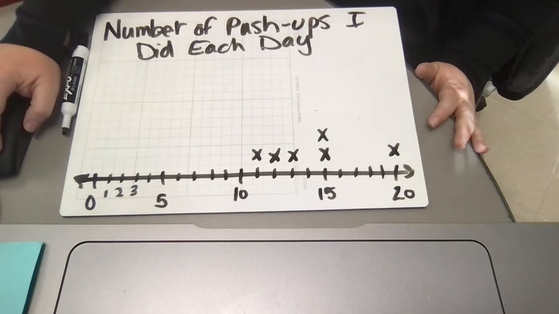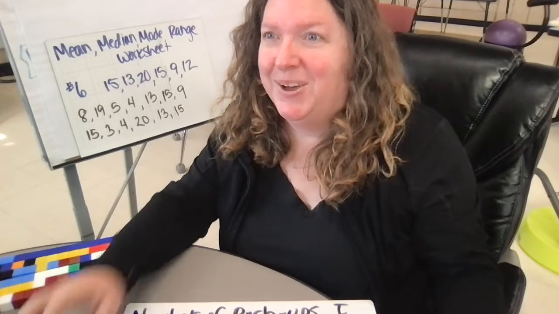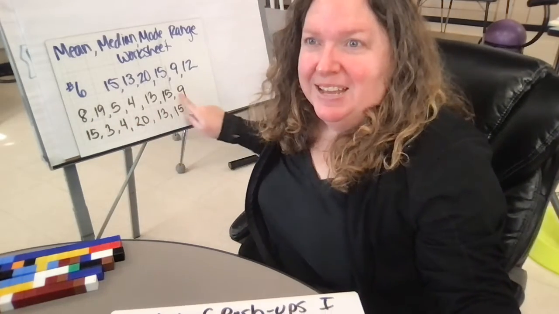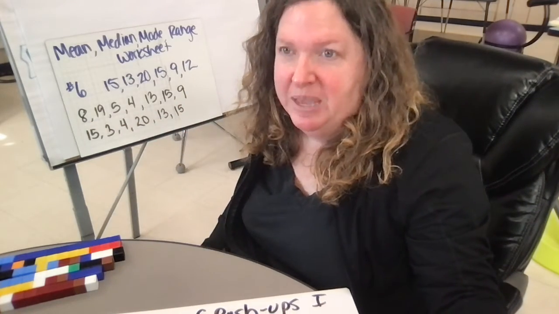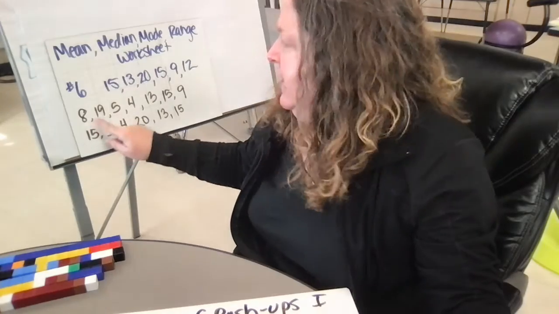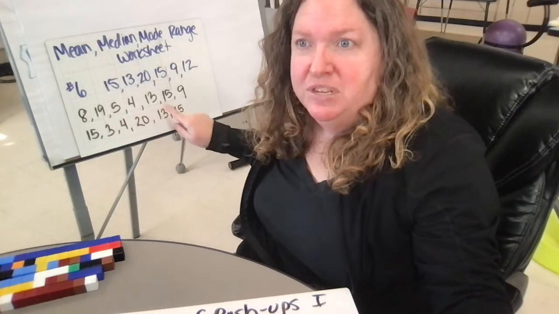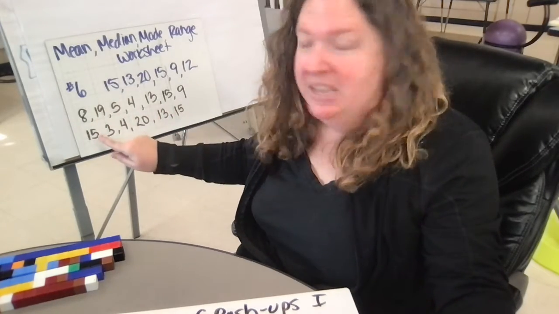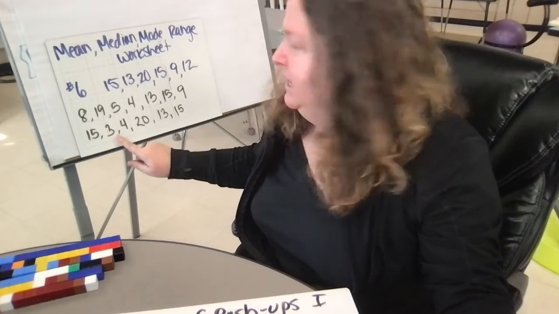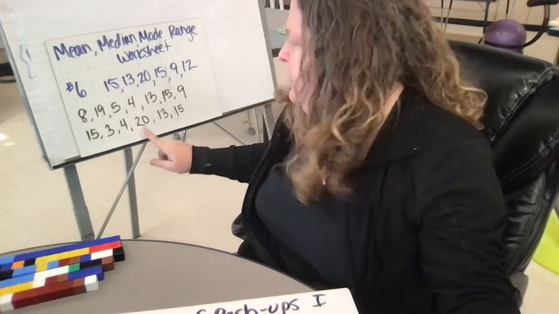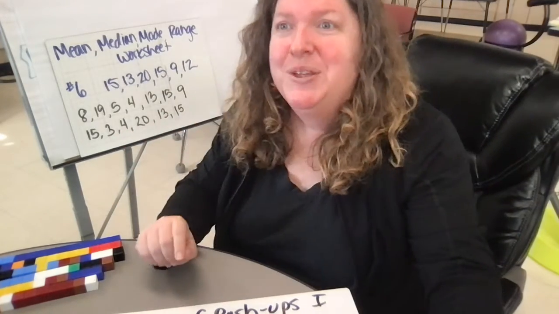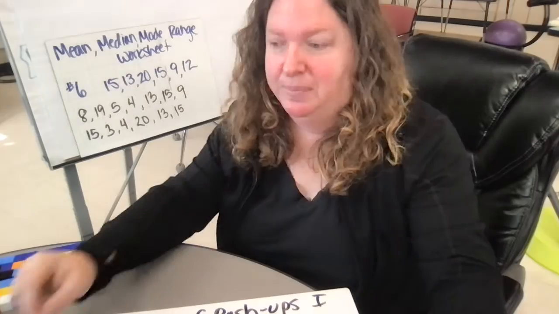Let's add some more data to our group. Let's say that we did push-ups for the next 2 weeks and add that data to the group as well. Okay, here's my new data. You can pause and write this down on your paper if you need to so you know what to plot. 8, 19, 5, 4, 13, 15, 9. And then the following week, 15, 3 was a rough day that day, 4, 20, really great day that day, 13, 15. So now plot those numbers onto your dot plot.